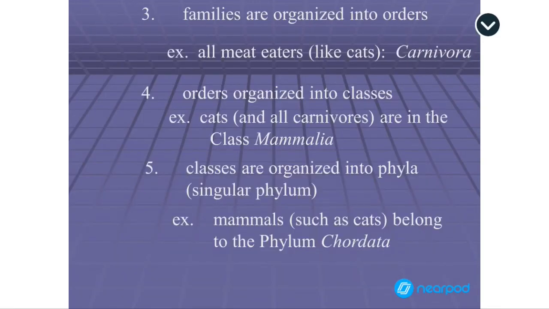The next taxon is called an order. So all of the meat eaters like cats are in order Carnivora. We'll find dogs here and some other things. And then the orders are organized into classes. All of the cats are in class Mammalia.